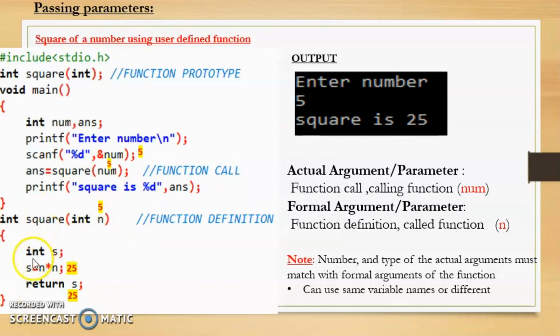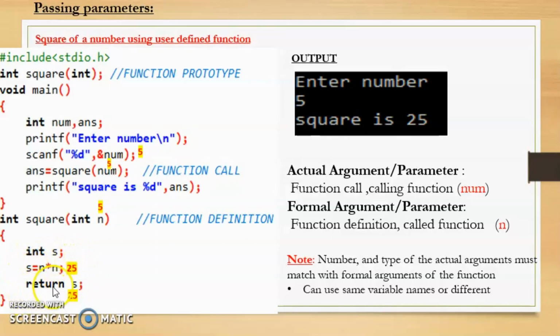Now in this square function, we have declared an integer variable s which will hold the result. This code is to find the square of a number, so we will use the formula n into n. So I have written the statement s equal to n into n. Using this, we will calculate the square of a number and store the result in the variable s. Now in this example, the n value was 5, so we will get 5 into 5, the result will be 25, and 25 will be stored in the variable s.